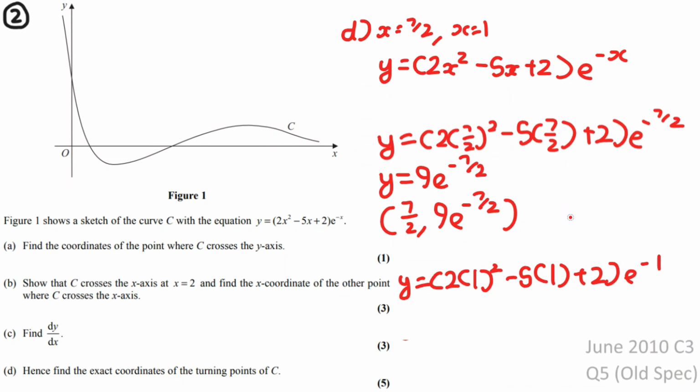And then we sub in x is equal to 1 into the equation like we've done here. If you figure this out, this gives y is equal to minus e to the power of minus 1. So the other turning point coordinate is 1 and minus e to the power of minus 1. And those are the two final answers.